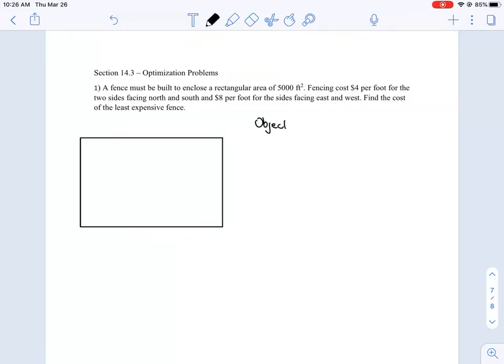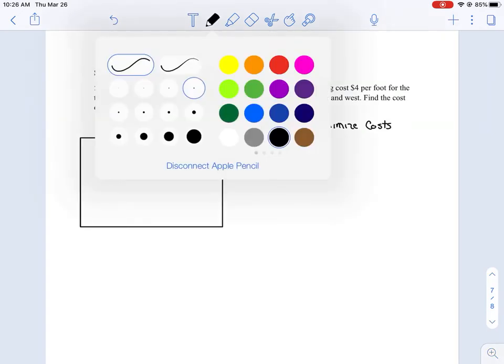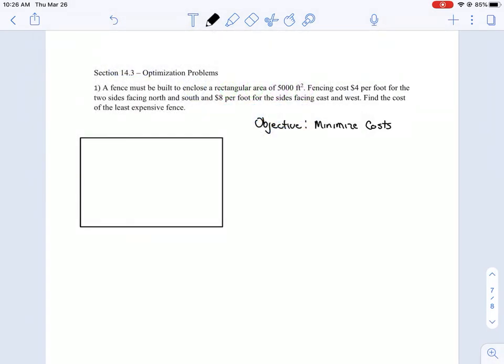So the objective is to minimize cost. So we're going to create a cost function. And so over here on the left, I've already drawn the rectangle. We're going to label this side X, this side Y.